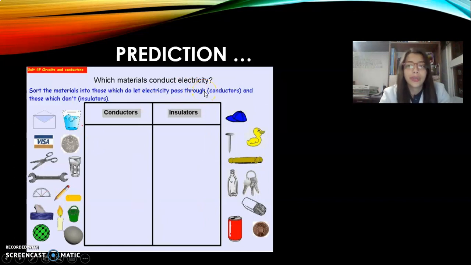So we can do some predictions. Here we have different materials or elements that you can find in your house: a glass of water, a letter, a credit card, coins, scissors, glass, pencils, balls, paper, a rubber, a can, a coin. You can predict which of those materials are conductors or isolators. Take 1 minute and think.